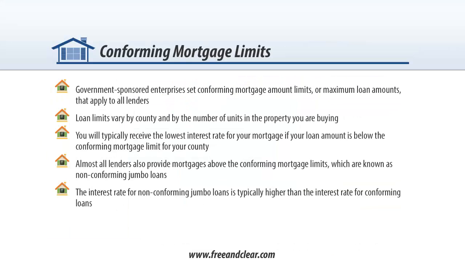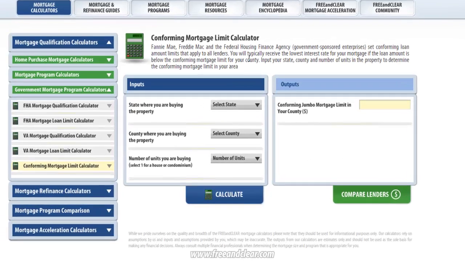Government-sponsored enterprises set conforming mortgage limits, or maximum loan amounts, that apply to all lenders. The loan limits vary by county and by the number of units in the property you are buying. Without getting into the details, you will typically receive the lowest interest rate for your mortgage if your loan amount is below the conforming limit in your county. Please note that almost all lenders also provide mortgages above the conforming mortgage limits, which are known as non-conforming jumbo loans. But in some cases, the interest rate for these loans will be higher than the interest rate for conforming loans. I'm going to walk through the calculator now.